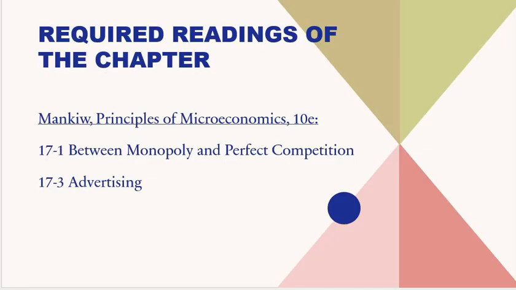And for chapter 17, we will only be focusing on 17.1 and 17.3. So we'll spend time to compare the monopolistic competition to monopoly and perfect competition markets. And we'll also be talking about one essential feature of a monopolistic competition market, which is advertising.